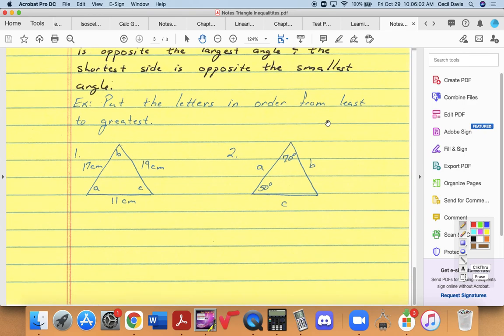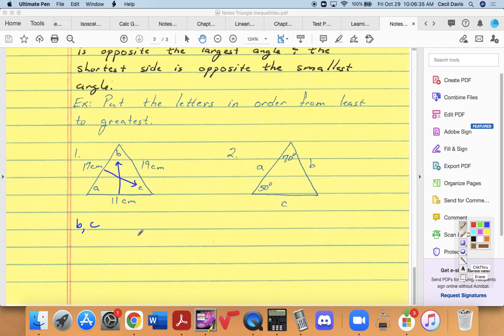So let's put these letters in order from least to greatest. Ones like this where they give you the sides are pretty straightforward. Which side is the shortest? 11. So opposite that would be B. So B is the smallest angle. What's the next bigger side? 17. So the next bigger angle would be angle C. And then the biggest side is 19. So the biggest angle will be A.